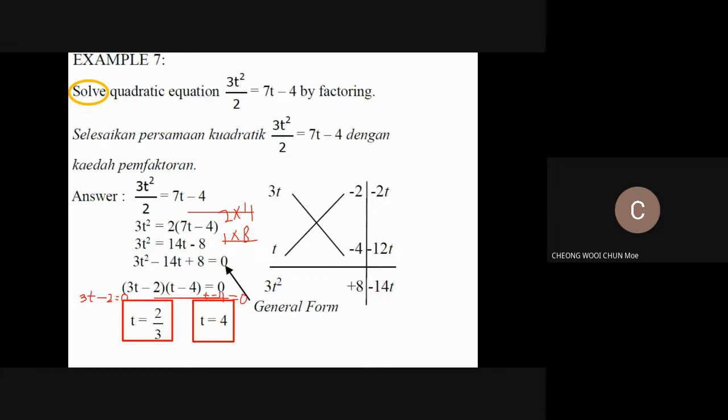Okay, t minus 4 equal to 0. Negative 4 bring over positive 4, t equal to 4. This one is negative 2, bring over positive 2. So 3t equal to 2. So t equal to 2 over 3. Okay, answer.